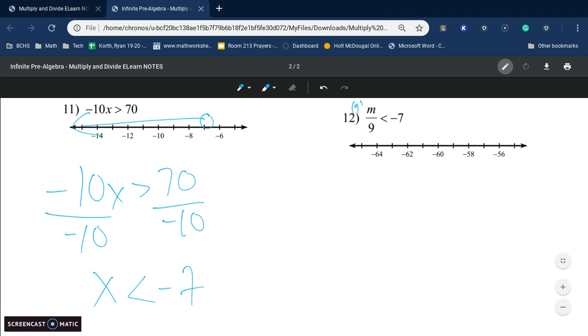Undo division with multiplication one last time. M is less than negative 63. The number we multiplied by was positive. Do not flip the inequality.